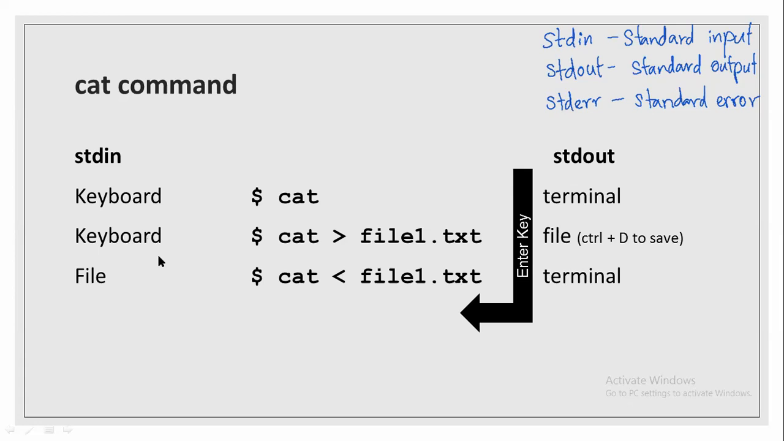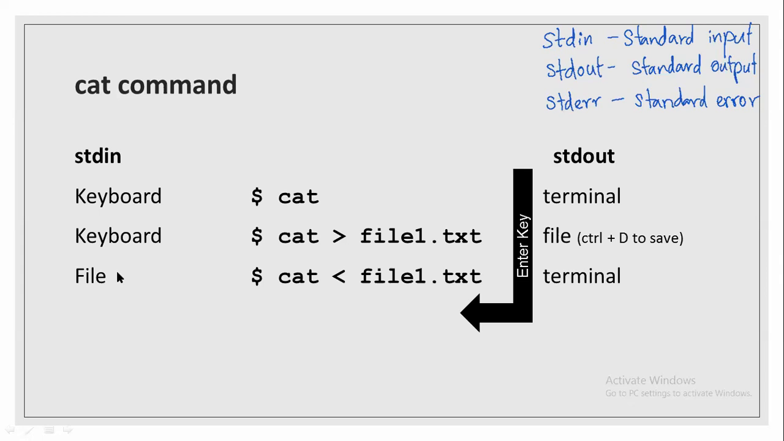In the second option, the cat command with greater than sign and file1.txt, I'm reading contents from the keyboard. When I typed this command, you saw the cursor blinking on the next line, accepting input. But once you type everything, it's not going to echo back to the terminal, because this time the standard output is a file. And when you press Control D, you can save the content which you recently typed and exit from the cat command.